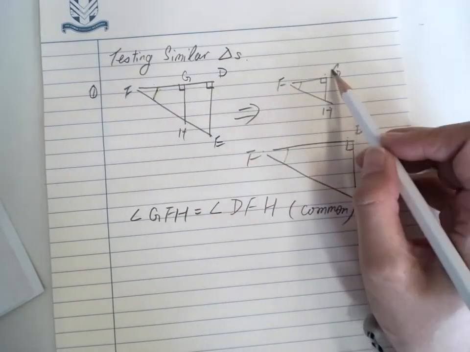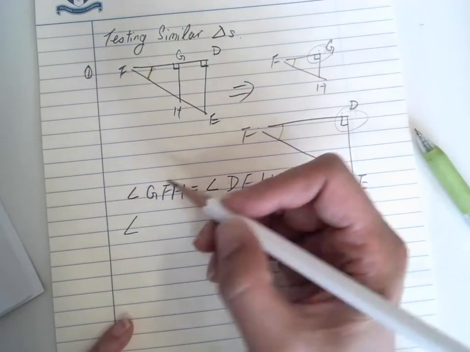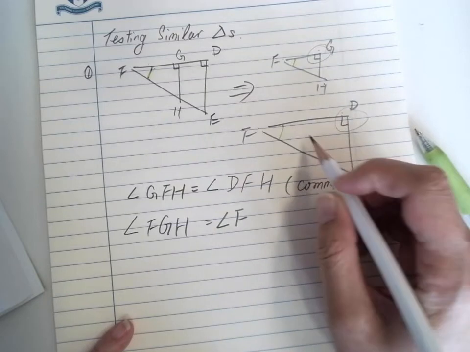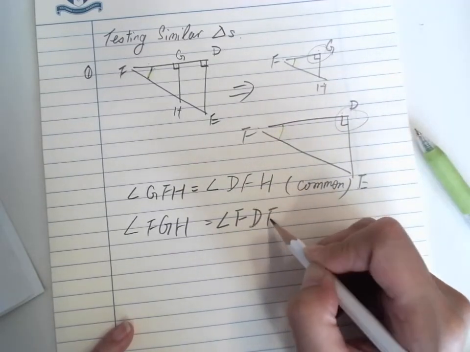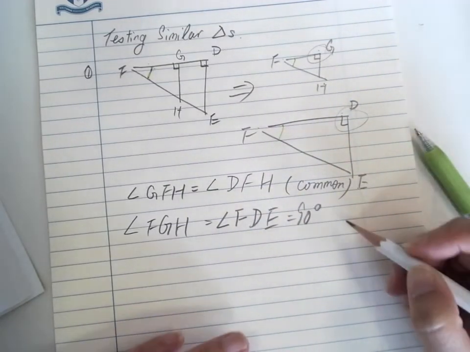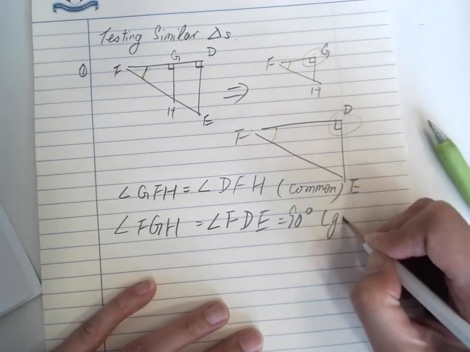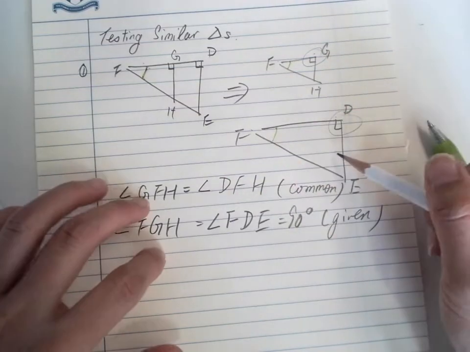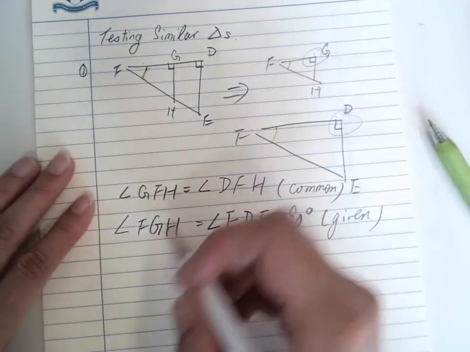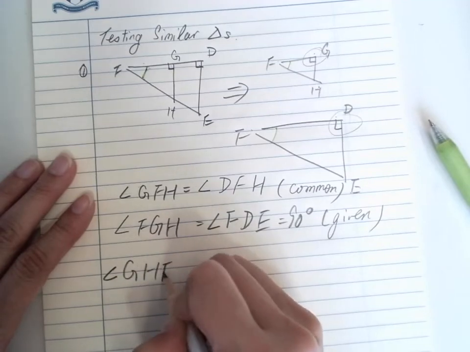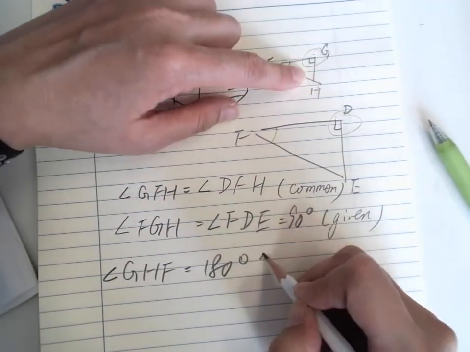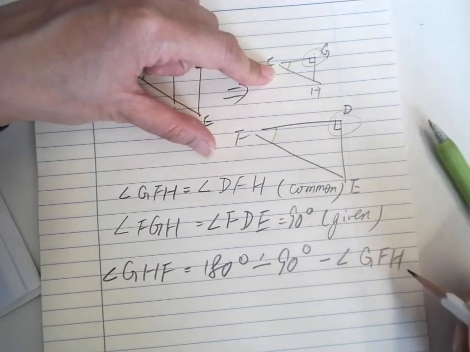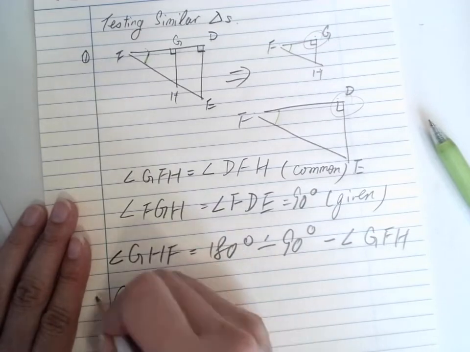And then we have been given the right angle here, so just write down whatever they give you. Angle FDE equals 90 degrees. That is further information they gave you. Last but not least, we know the third angle will be the same because the other two are the same. The third one follows from the angle sum of a triangle, because angle GHF should equal 180 minus 90 minus angle GFH.